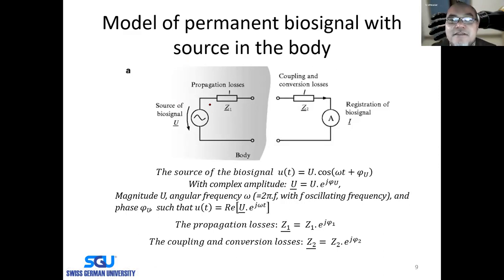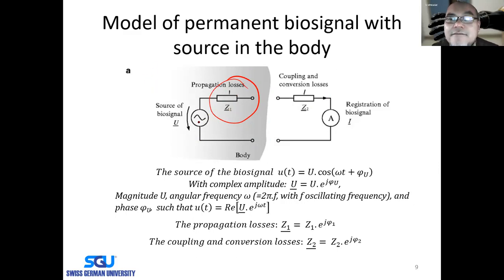So the source of the biosignal can be modeled as a voltage source here. Remember, in this case it will be an alternating voltage source. Then the propagation loss is modeled as an impedance, input impedance ZI. These two, the voltage source and the propagation loss, are located within the body, below the skin. After that, the sensor is attached. In this particular case, the model will be a little different than if it were an implantable sensor.